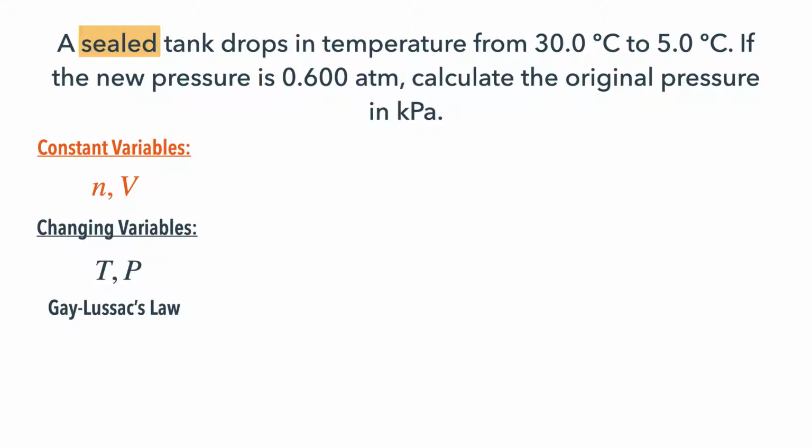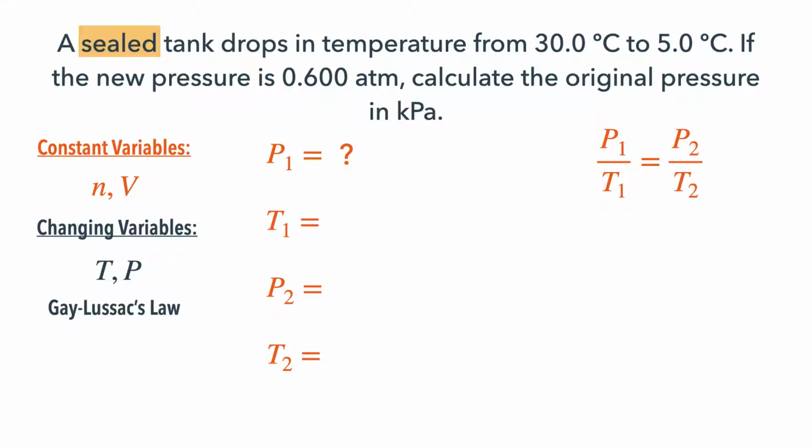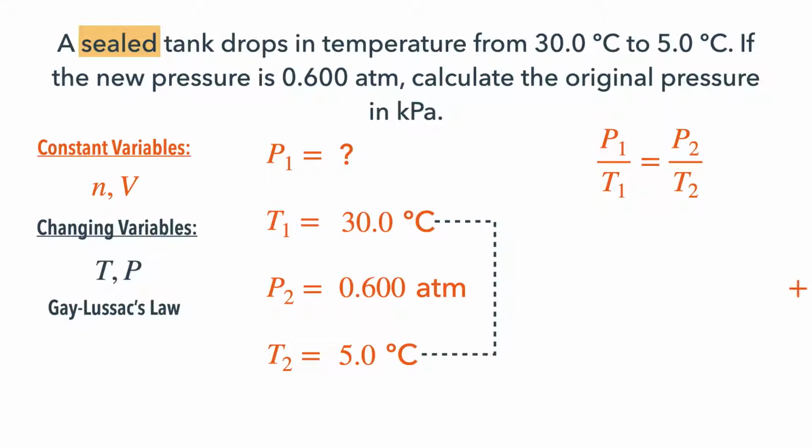Now, let's identify the variables that we need to use in place of the equation. The initial pressure is what we're looking for. The initial temperature is 30 degrees Celsius, the final pressure is 0.6 atmospheres, and the final temperature is 5 degrees Celsius. Now we need to check our units. First, the temperature values are in Celsius, so we need to convert them by adding 273. That results in a temperature of 303 Kelvin and 278 Kelvin.